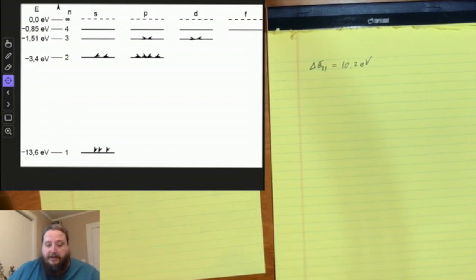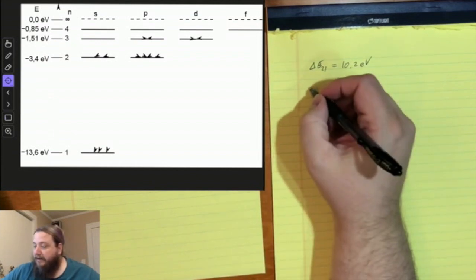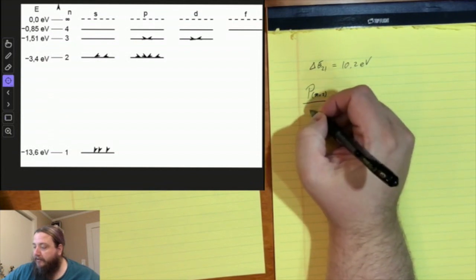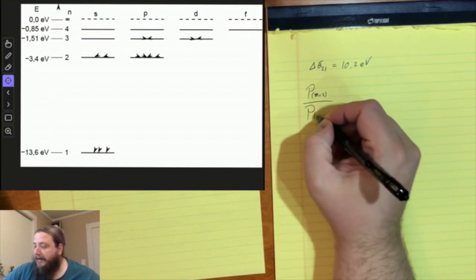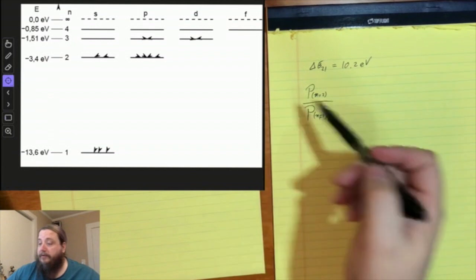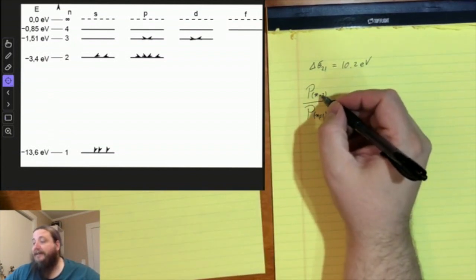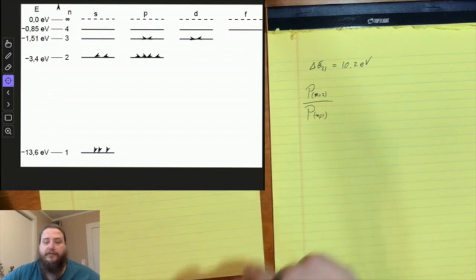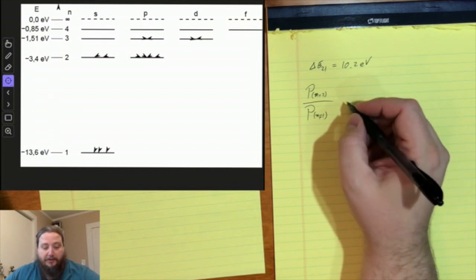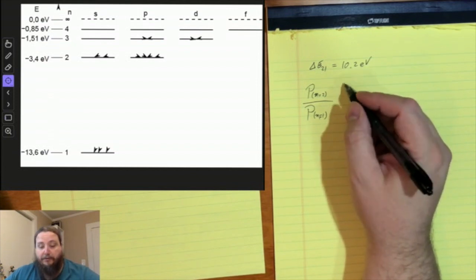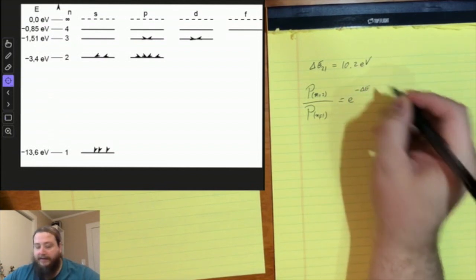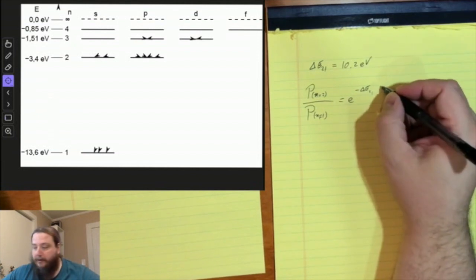And so the relative probability of being in one of those n equals 2 states versus the relative probability of being in an n equals 1 state. Well, if you just looked at a particular n equals 2 state and a particular n equals 1 state, we're going to come back to the degeneracy of the n equals 2 states here in just a moment. Well, that's just going to be the ratio of those Boltzmann factors. So that's going to be, again, e to the minus delta E from 2 to 1 over kT.